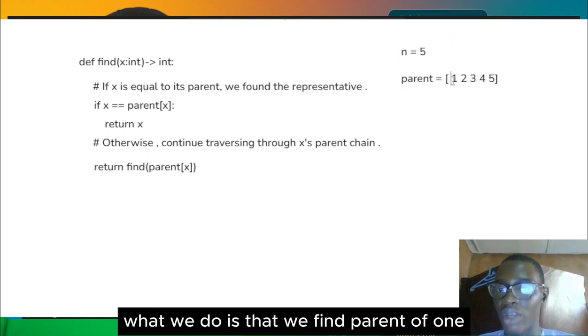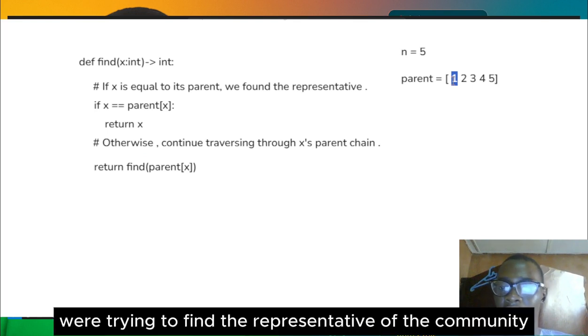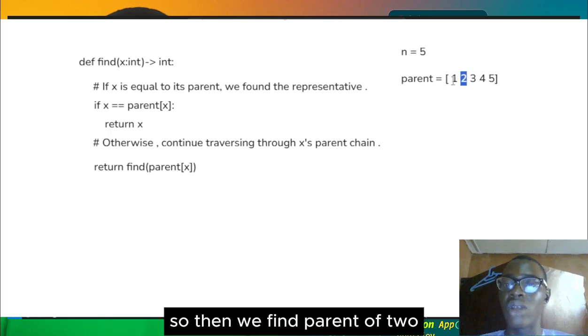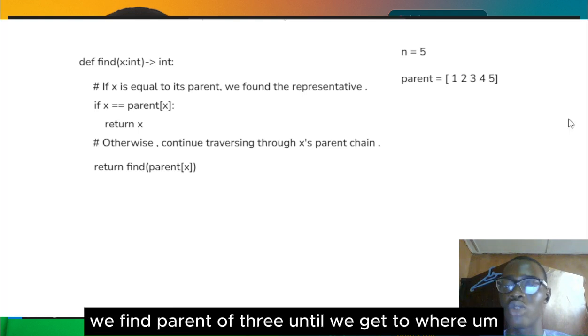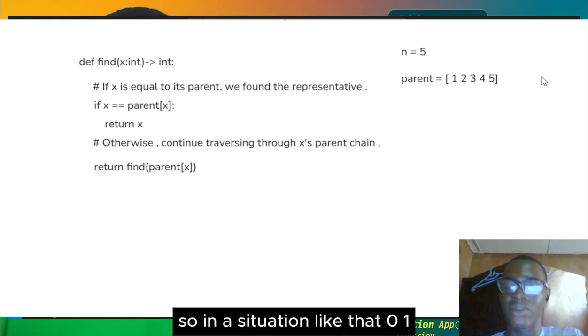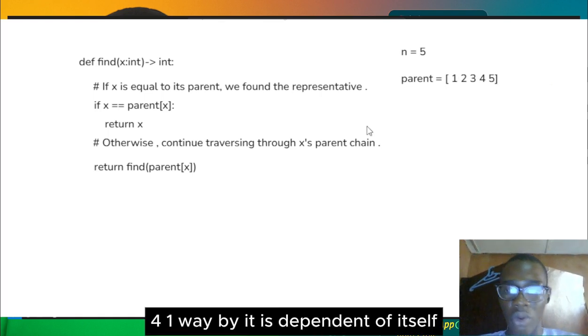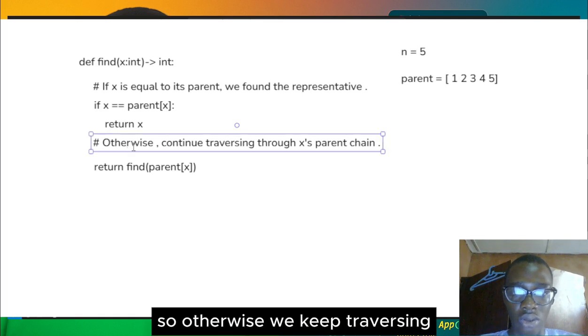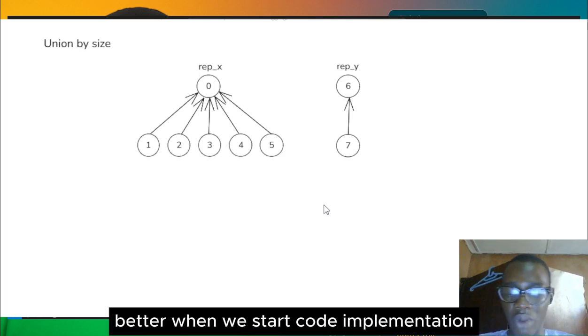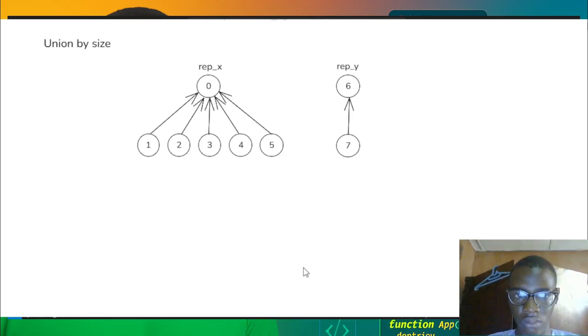Otherwise we just keep finding parent of s. Imagine if we're trying to find the representative of the community that 1 is in. We find parent of 1, which is going to give us 2, right? So then we find parent of 2, we find parent of 3, until we get to where it is the parent of itself. So otherwise we keep traversing. So that's how we work on that. You will get to understand it better when we start code implementation.